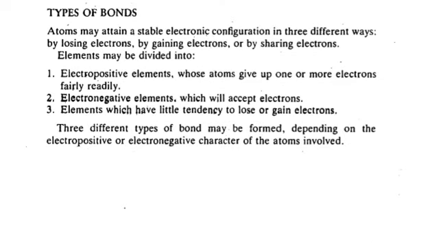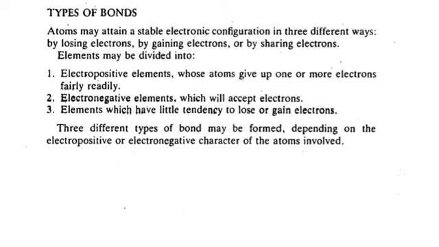So you can see here the types of bonds. An atom may attain a stable electronic configuration in three different ways: by losing electrons, by gaining electrons, or by sharing electrons. So elements may be divided into electropositive elements, whose atoms give up one or more electrons. You can say they are electropositive elements because they lose their electrons very readily. Similarly, electronegative elements accept electrons, and there are elements which have little tendency to lose or gain electrons.